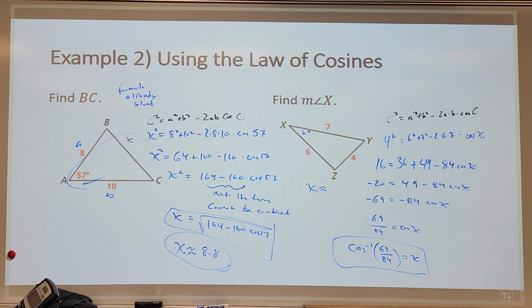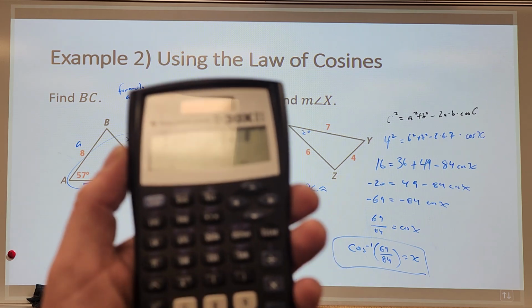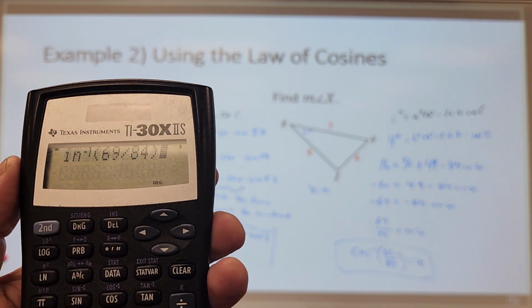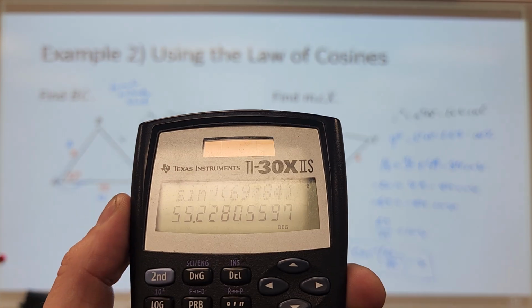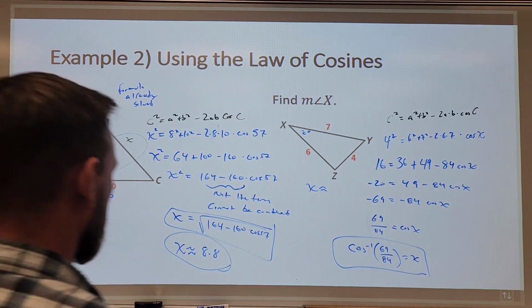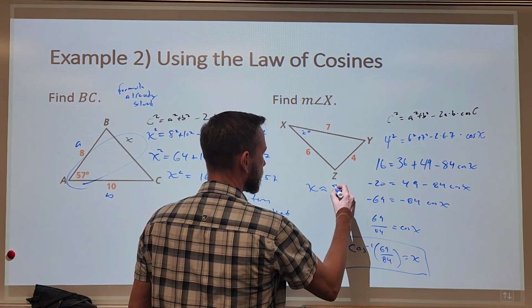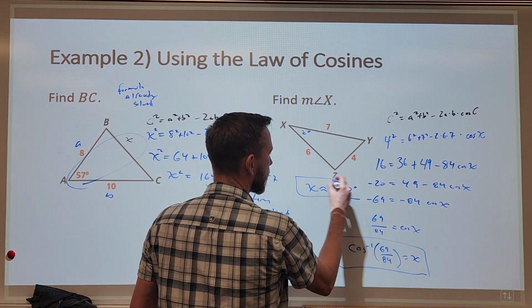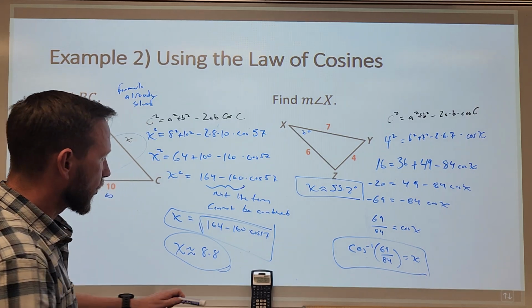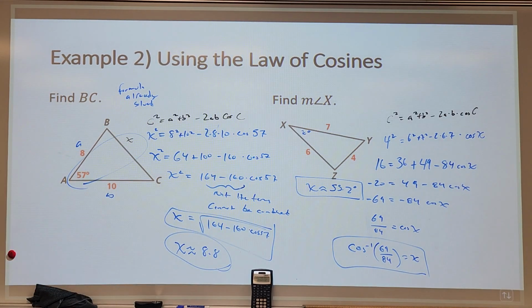All right? So let's see. We're going to do the inverse cosine of 69 divided by 84. We're going to let the calculator do the inverse cosine of 69 over 84, and that gives us 55.2 approximately. 55.2 degrees. And so there we have it. We have found the measure of that angle that is opposite from the side labeled 4.